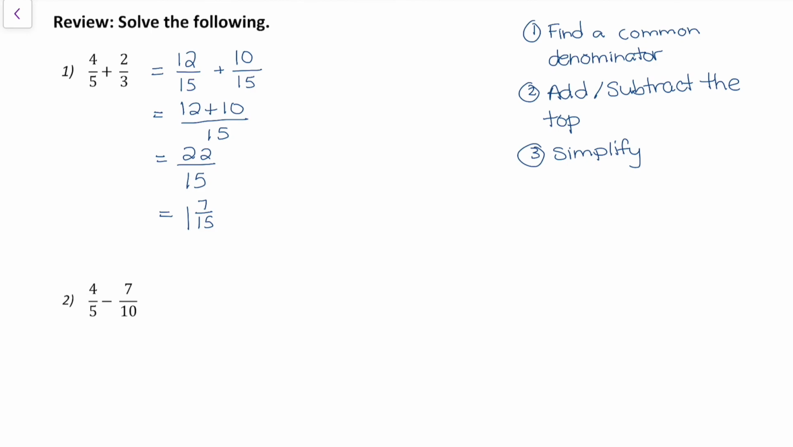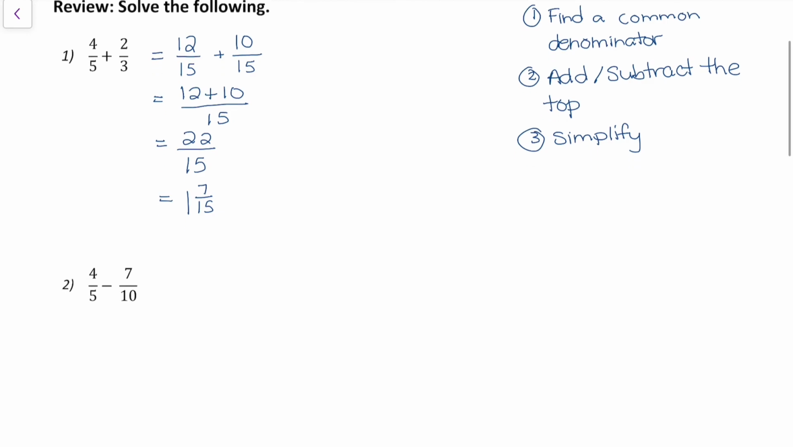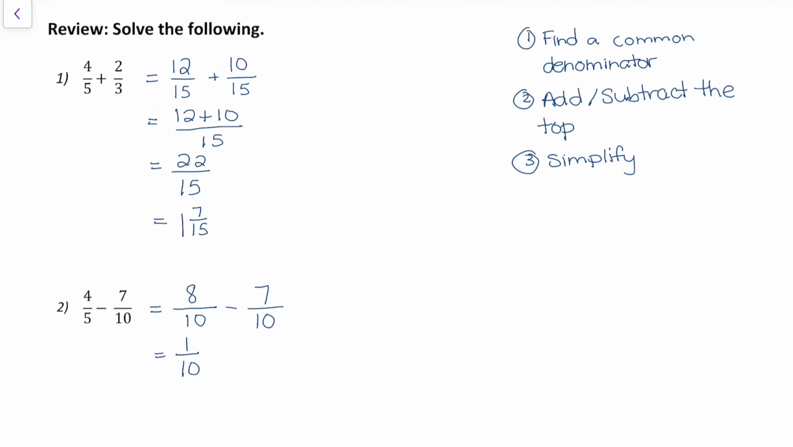Let's follow that same procedure here for this next question. I have a 5 and a 10, so I'm going to make them both out of 10. 5 to get to 10 is times 2. 4 times 2 is 8. And 7 out of 10 is already out of 10. So I get 8 out of 10 minus 7 out of 10, which is 1/10. And that's as simple as I can make it. So again, our steps here were finding a common denominator, adding or subtracting the tops, and then simplifying if needed.